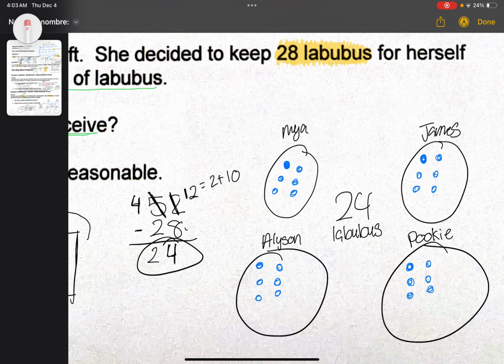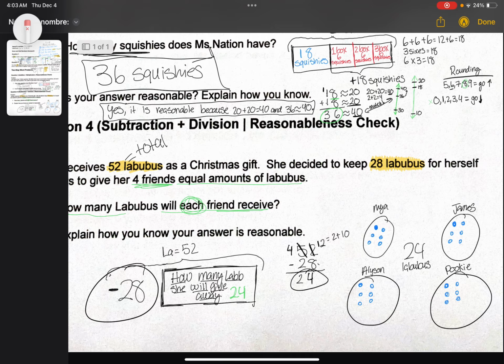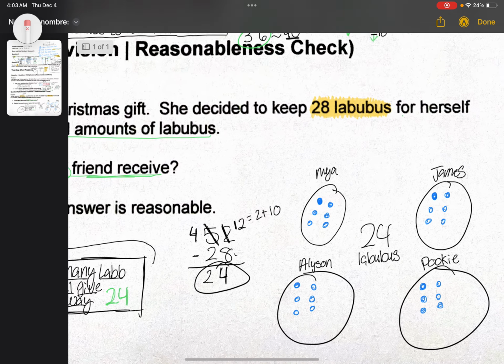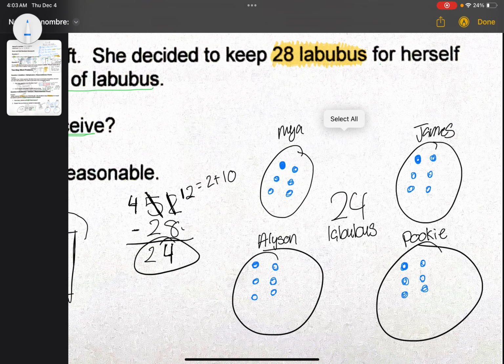Now, can I ask y'all a question? How many Labubus will each friend receive? Now, we are going to count how many Labubus each friend will receive. So let's see Maya. She has 1, 2, 3, 4, 5, 6. 6 Labubus. Let's see James. James has 1, 2, 3, 4, 5, 6. James also has 6 Labubus.